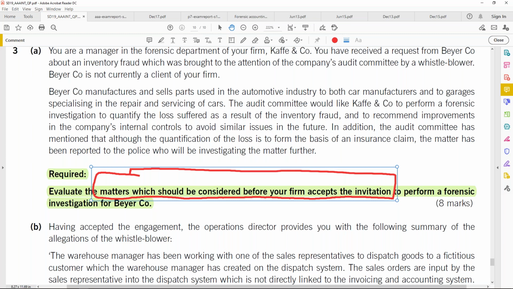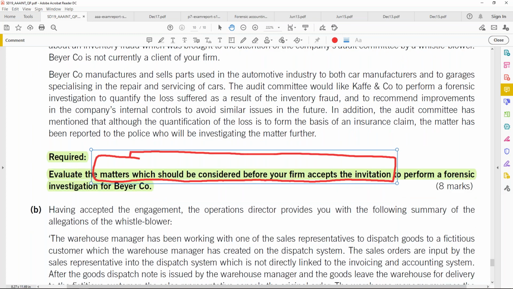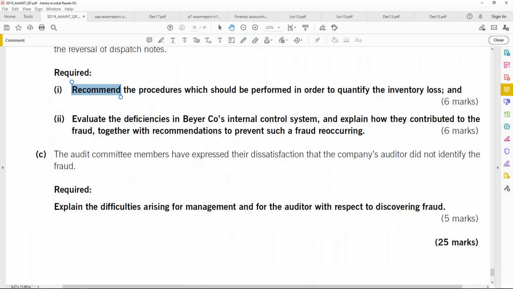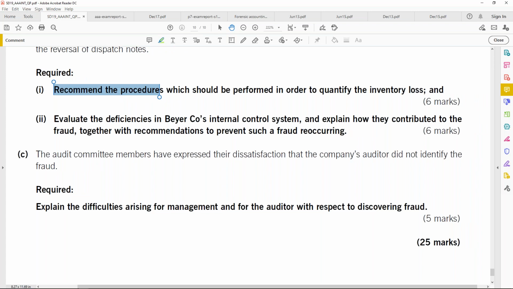So that's the first question. I'll be scanning the question paper on my Word file shortly, but that's the first 8 marks question. You move down to the next requirement: recommend the procedures. You need to recommend the procedures to quantify the inventory loss. So are you making procedures on who did it and how it happened, or are you making procedures to quantify the amount of loss? How many marks do we have for procedures? 6 marks. So you need to make procedures on quantification of the inventory loss, right?